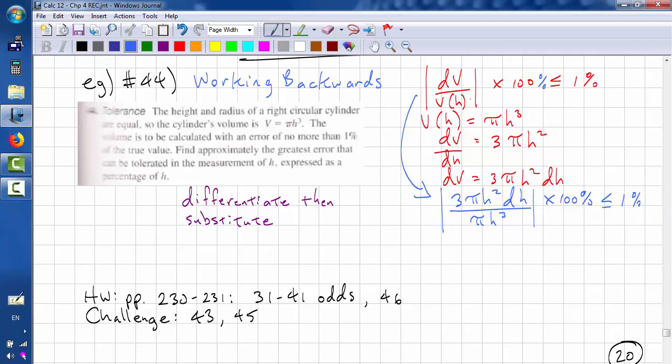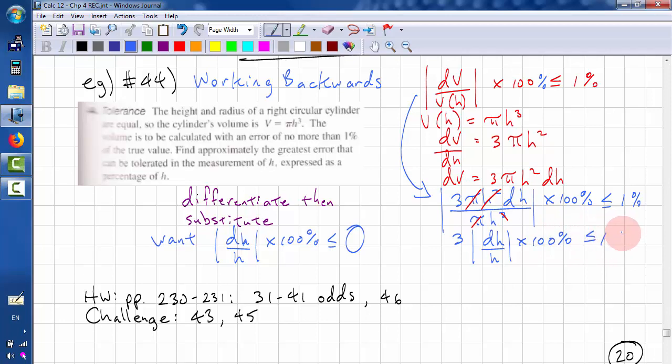Okay, we need to do some algebra on this. We want this to be a percentage of h. So we want dh over h times 100% less than or equal to some value. Okay, we have a dh and an h here. That's good. Let's cancel. We can cancel pi. We can cancel h squared. So we need to take the 3 outside. So 3 absolute value dh over h times 100% is less than 1%. So all we need to do is move the 3 over to the other side. dh over h times 100% is less than or equal to 1/3%. And that completes this lesson.